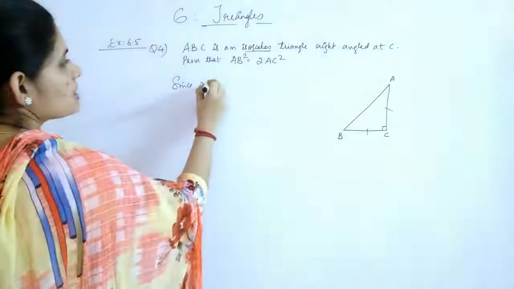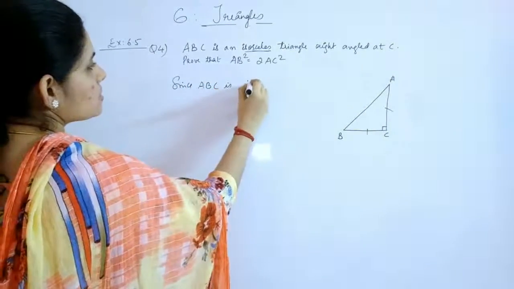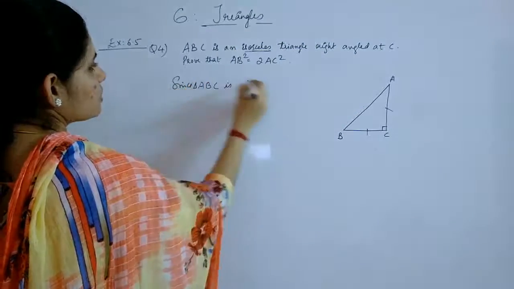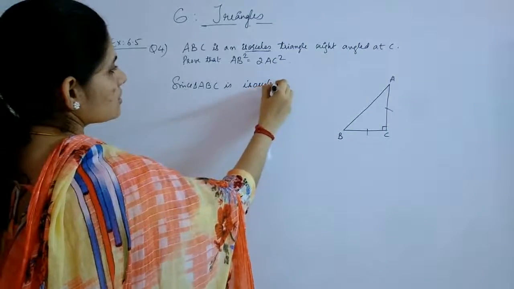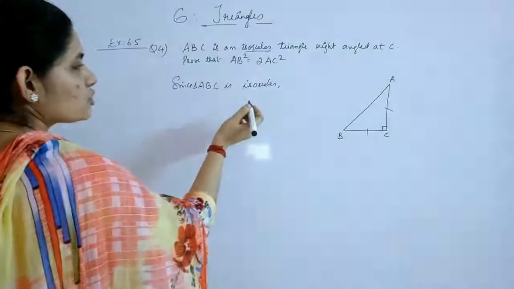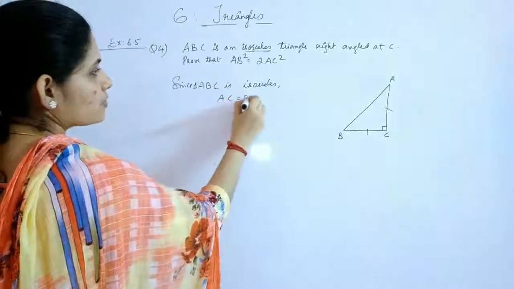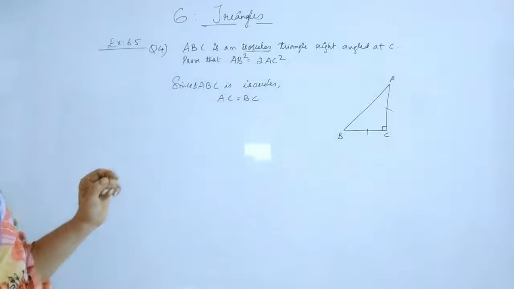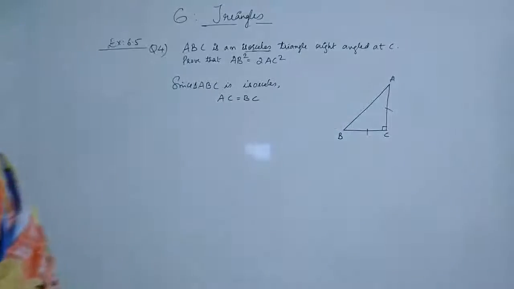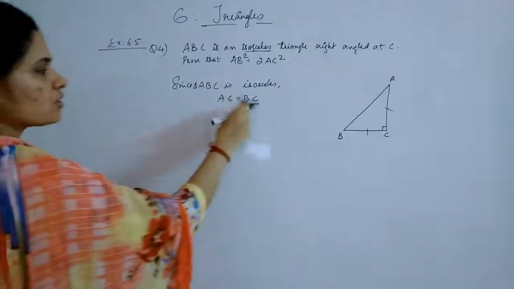Since triangle ABC is isosceles, we have two sides equal, and we are taking those two sides as AC equal to BC, because that is the only possibility, since AB will be acting as the hypotenuse. Okay, so AC equal to BC.